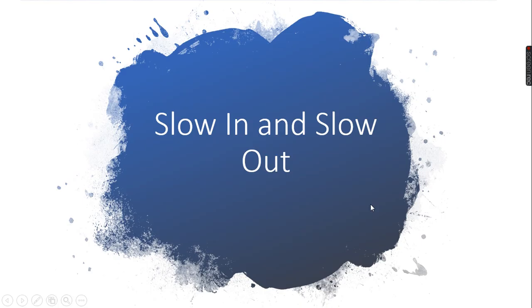Next is slow in and slow out. Slow in and slow out means none of these animations are starting or ending rigidly. They have a slow start and slow out. Look at this cube movement. It doesn't move to the left and right with the same constant speed. It starts with zero, gradually increases the speed, and gradually comes to a halt. It is known as slow in and slow out.